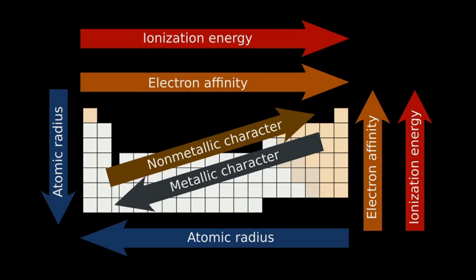In the first group, lithium is the first element. So how many orbits are there? There are two orbits. The first orbit will have two electrons and the next orbit will have one electron.